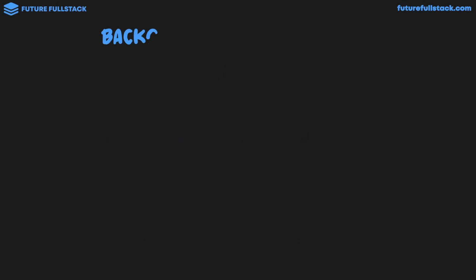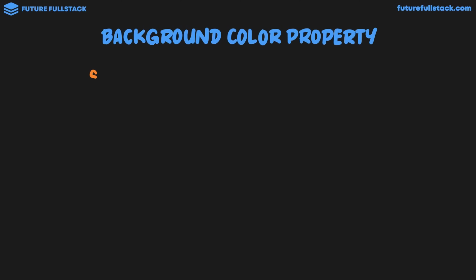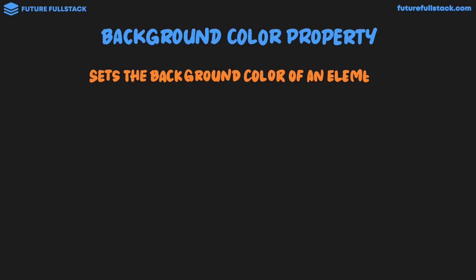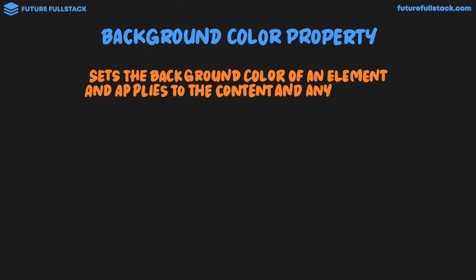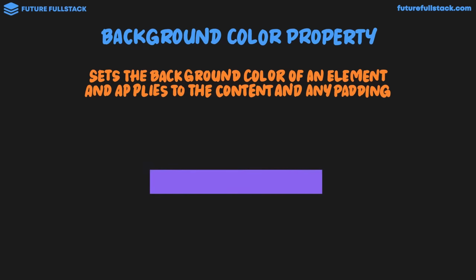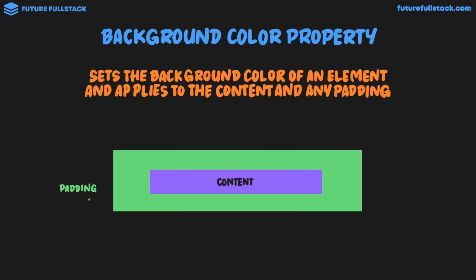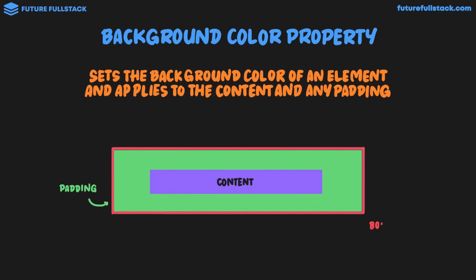So what does the background color property do? It sets the background color of an element and applies it to the content and padding. So let's have a look at this visually. Let's say we had some content, like a text element, and this content had some padding on it. Let's also apply a border.